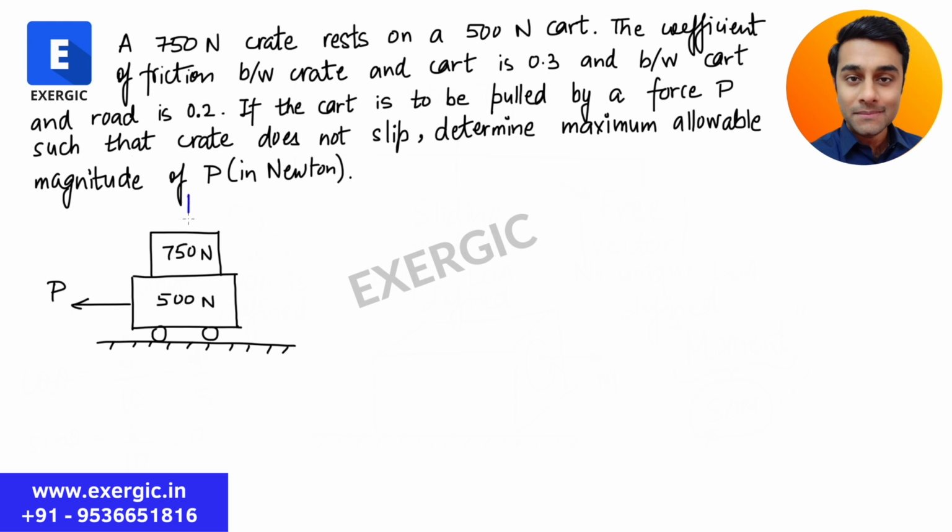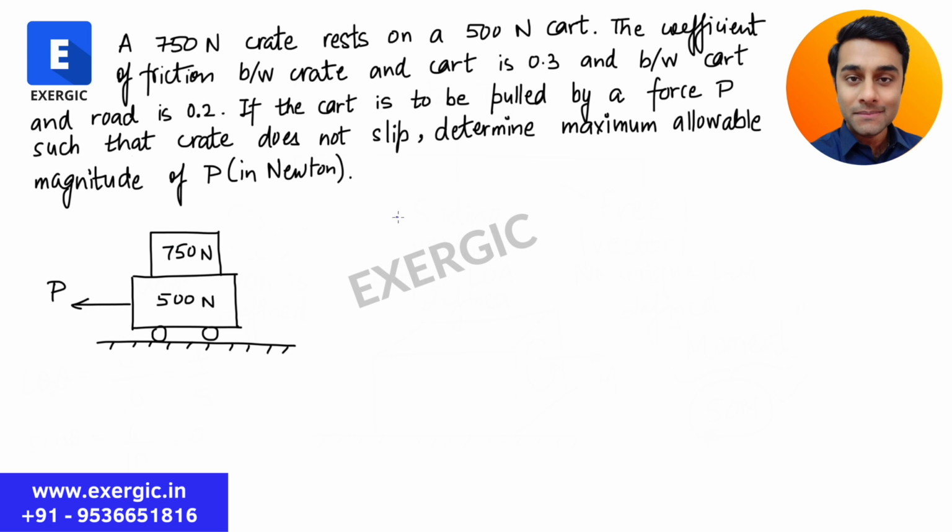The crate wants to stay in its own position. If there was no friction, if there was zero friction on the surface, this force P will smoothly move the cart. The crate is not going to move. The crate will stay here only. The crate will slip and fall down as the 500 Newton cart moves out. But friction between them is making sure that they are attached to each other. This 500 Newton cart is attached with this crate, or the crate is attached with this cart, right? So friction is making sure that this also moves. Friction has a grip over this 750 Newton crate.